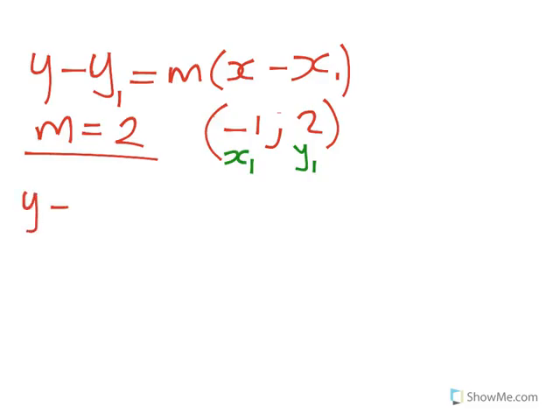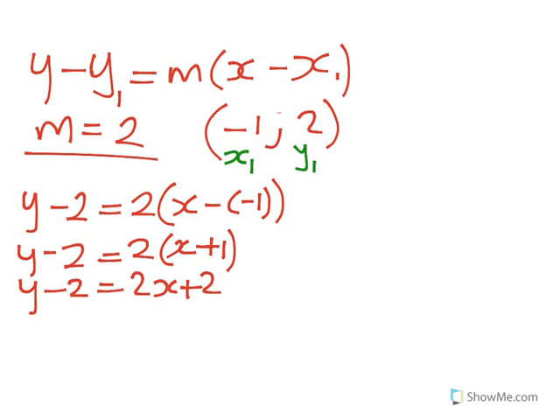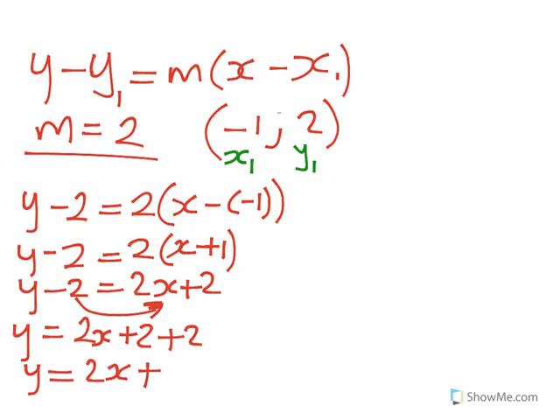Now minus 1 and 2 becomes my x1 and my y1. So you're going to have y minus, what is my y value? Remember my y1 is 2, is equal to m, which is 2, times x minus minus 1. So you're going to have y minus 2 is equal to 2x, a negative times a negative is a positive, so x plus 1. So y minus 2 is equal to 2x plus 2. Take 2 to the other side: y is equal to 2x plus 2, and when the negative 2 jumps to the other side it changes to a positive, so plus 2. Y is equal to 2x plus 4.